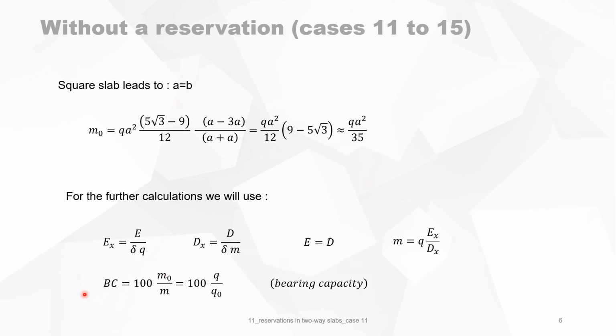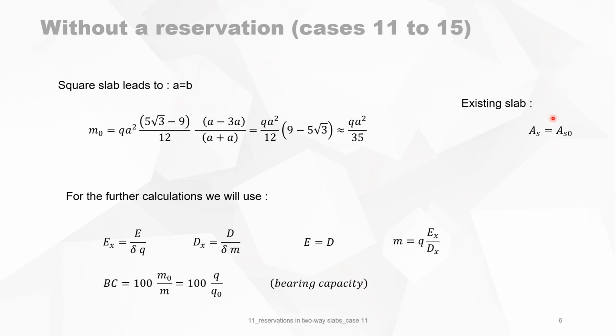And we will use the property bearing capacity, which means if the bearing capacity is bigger than 100%, then making a hole in the slab does not lower the total bearing capacity of the slab. If it's smaller than 100, then we cannot put as much load on it as was initially meant to.